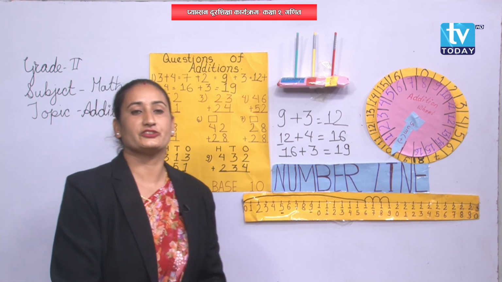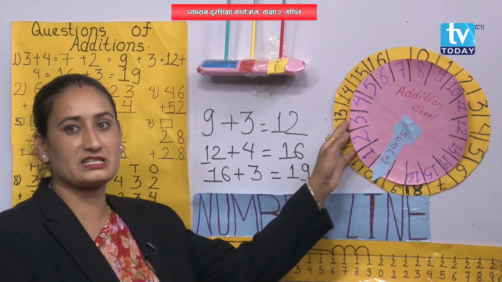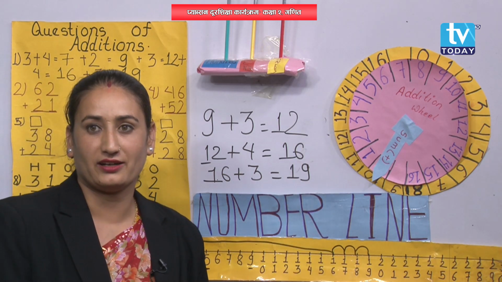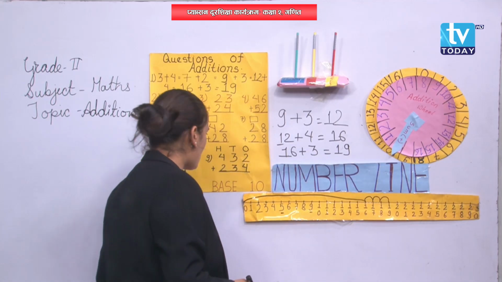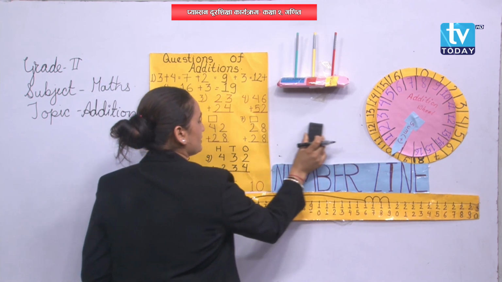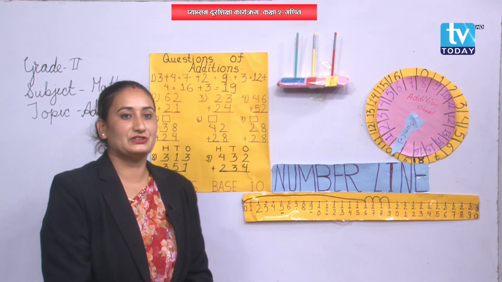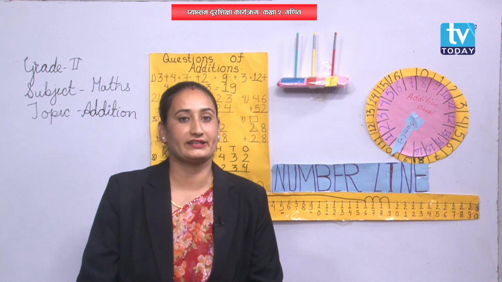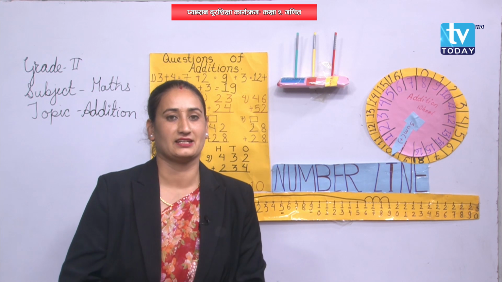Done? Do you understand? Okay. So we can use this addition wheel method, right? And number line as well. So which you feel easy, you can use that one. Now next, single digit additions is over. Now we are reaching to the double digit, 2-digit additions.